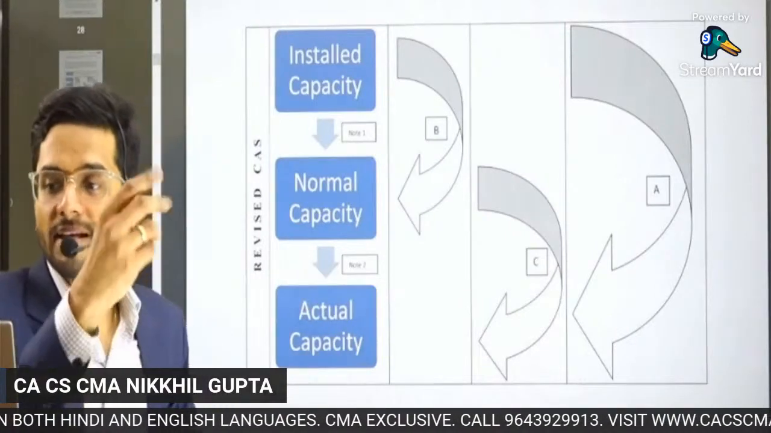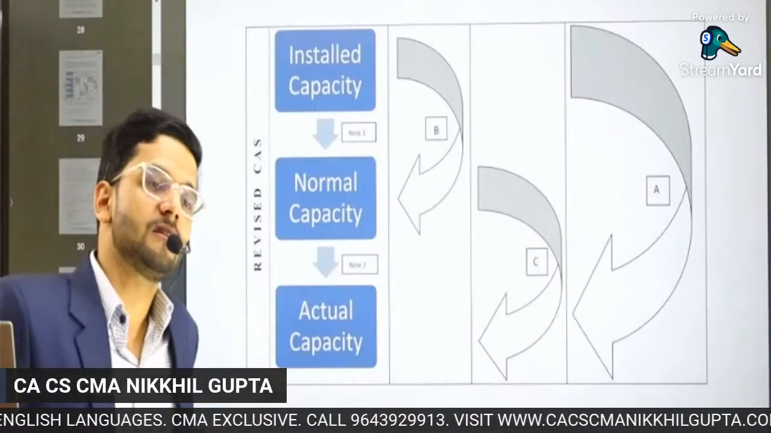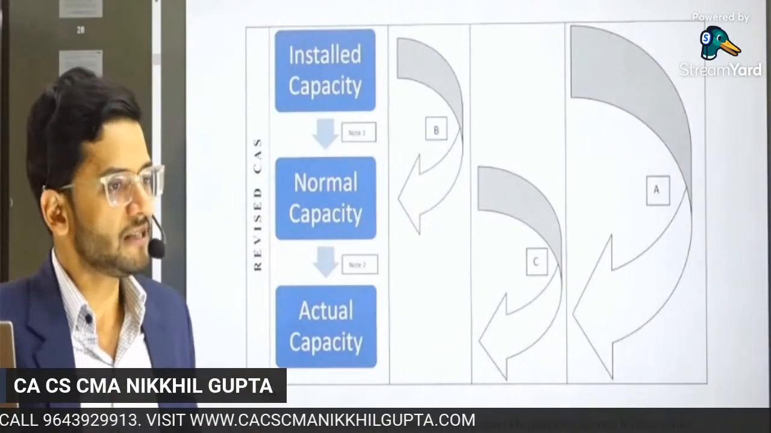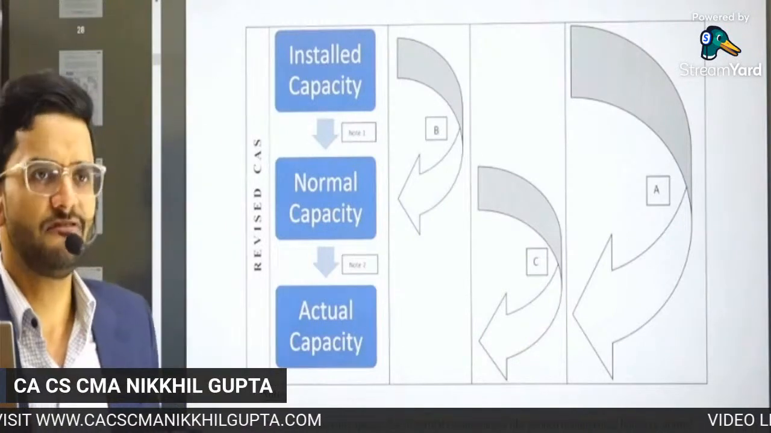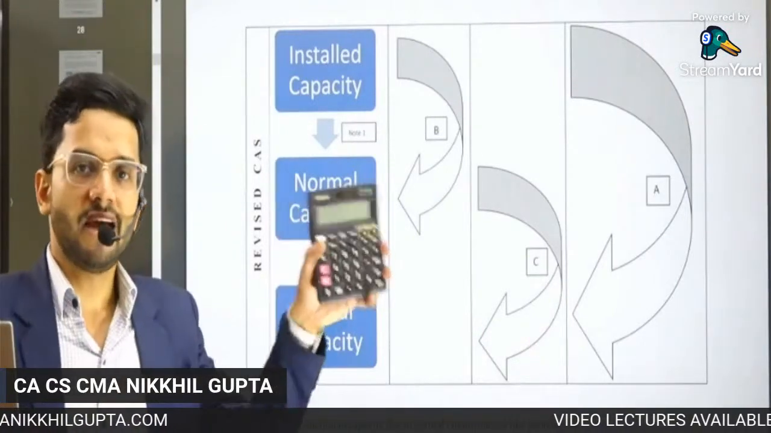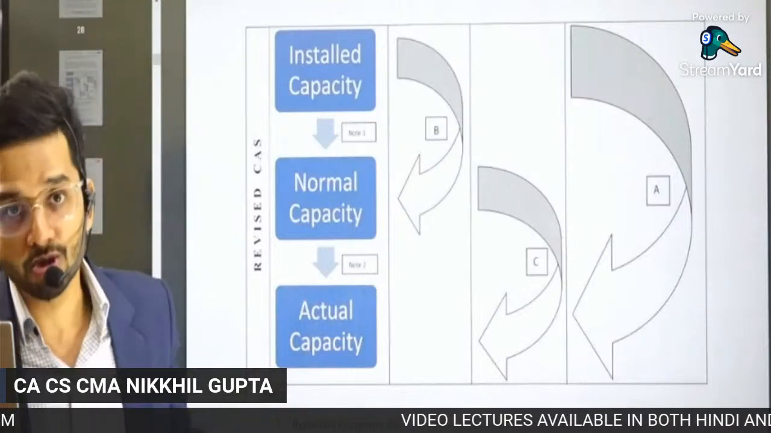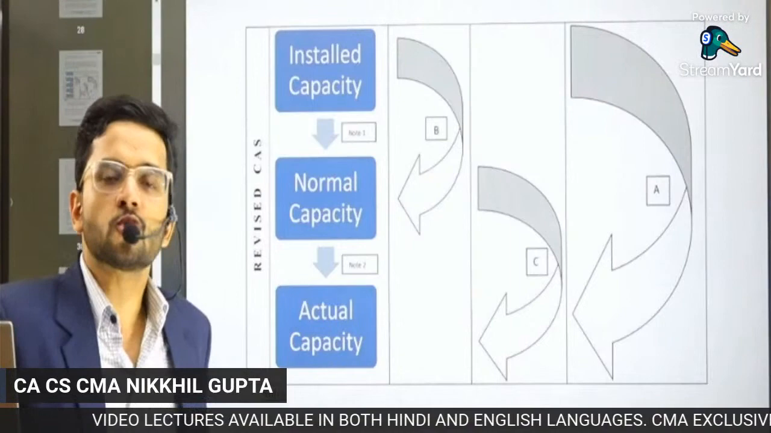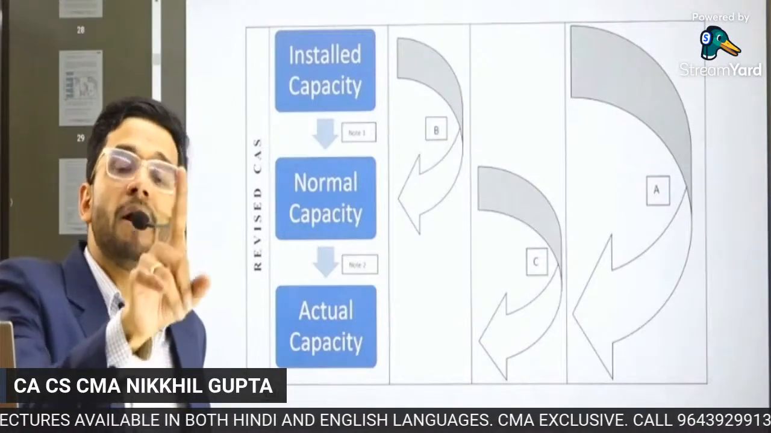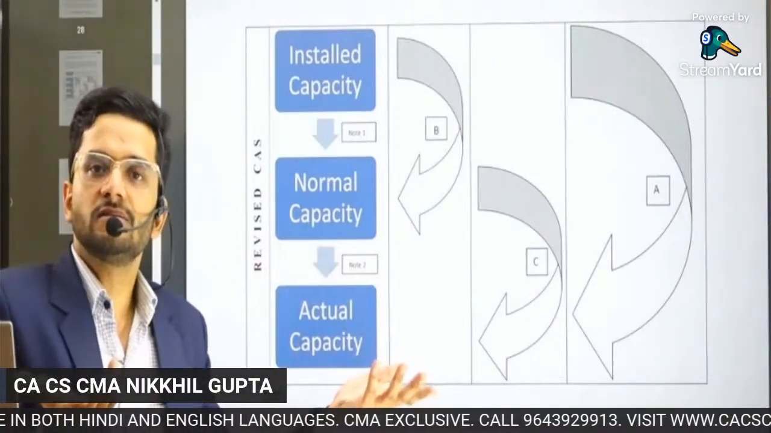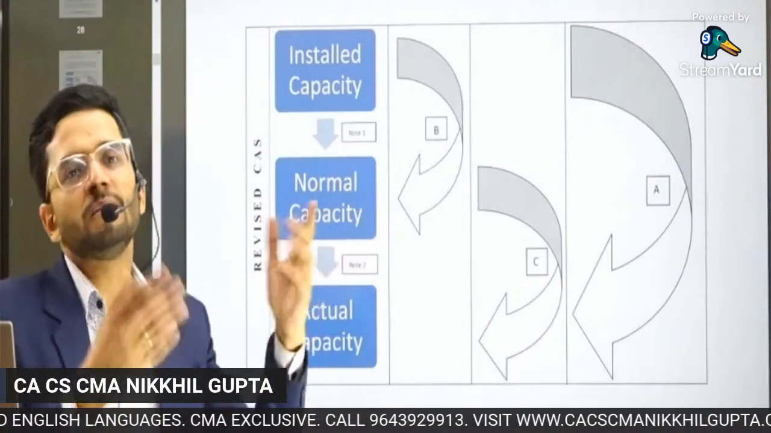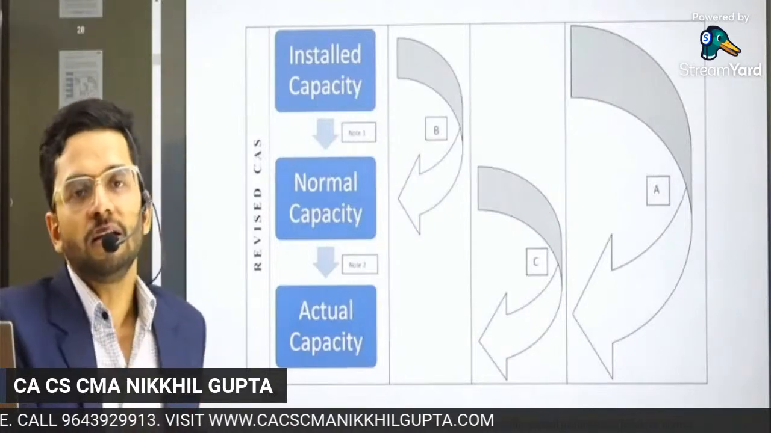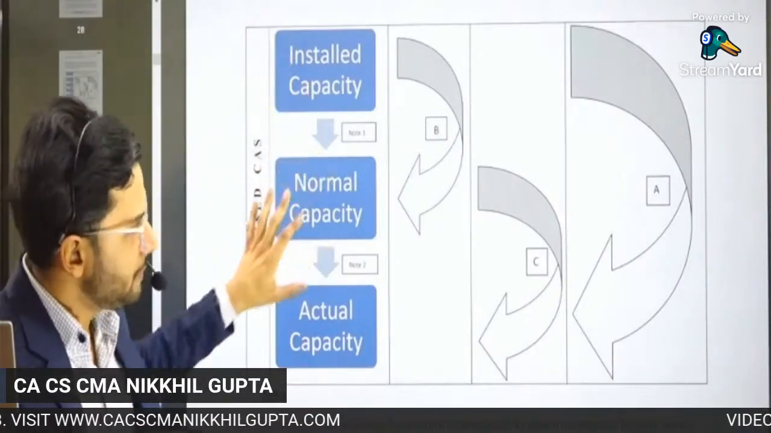Sir, how is actual capacity determined? The actual capacity is determined according to the number of units which that plant machinery can make. For example, there's a very big factory producing calculators. There are machines and plants where calculators are produced, and the capacity of that particular plant is to produce 1 lakh calculators per month. This is the capacity. That is the definition of the word capacity, and then installed capacity, normal capacity, actual capacity.